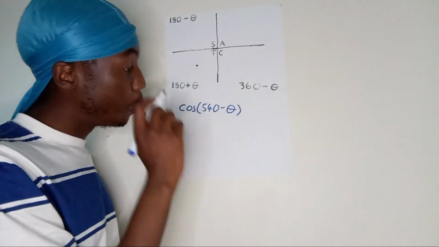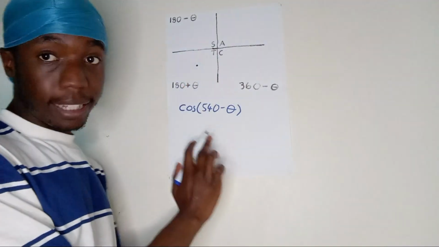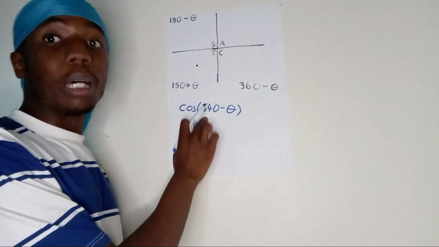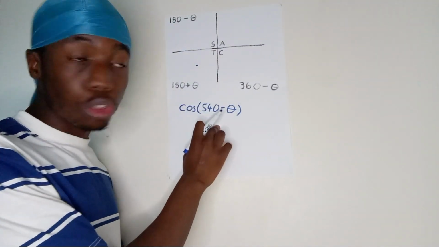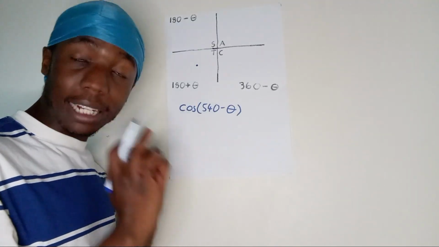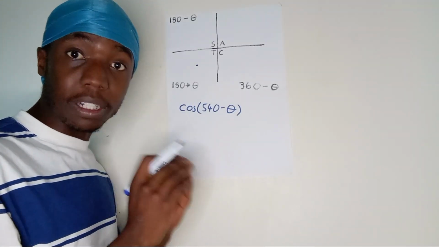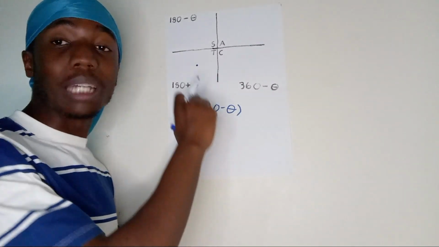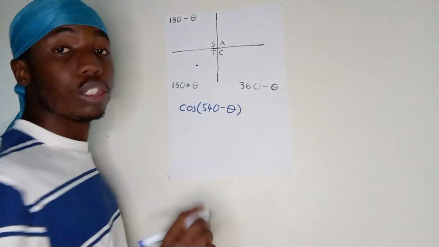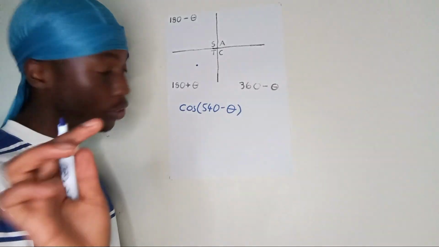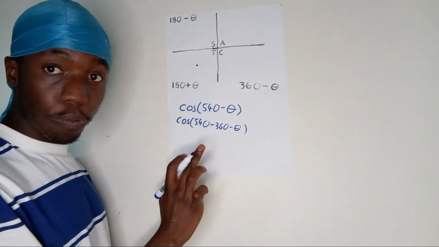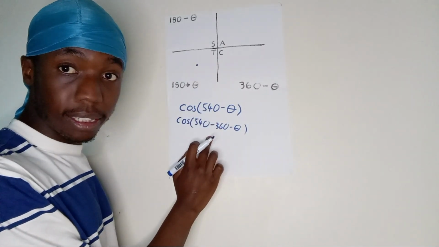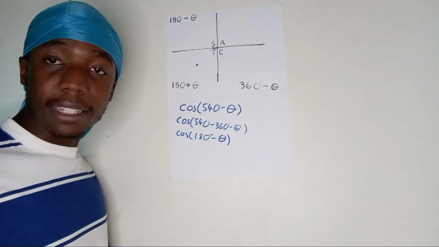That makes sense. Let me repeat that. In most cases like these, when an angle is this big, you subtract 360 just to reduce it, to make the reduction technique work in your favor and make things easier for yourself. But now let's do this question. Let's see what happens when we subtract 360 degrees. So 540 minus 360 gives cos(180 minus theta).